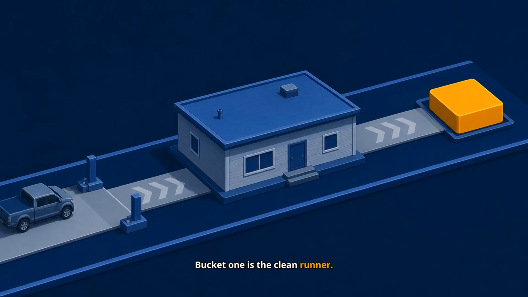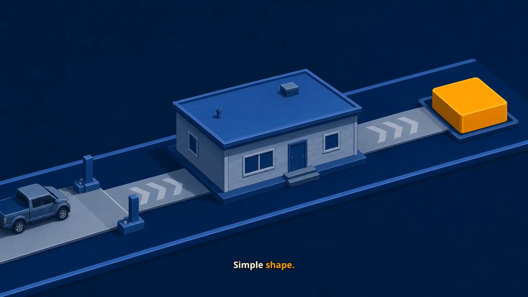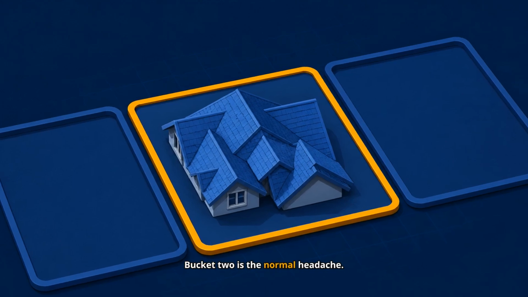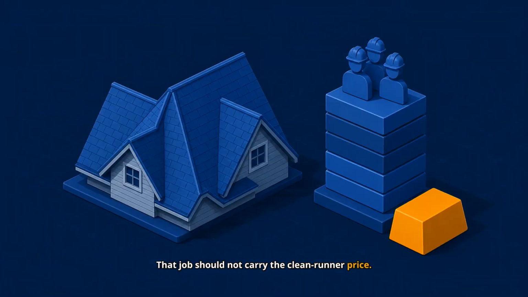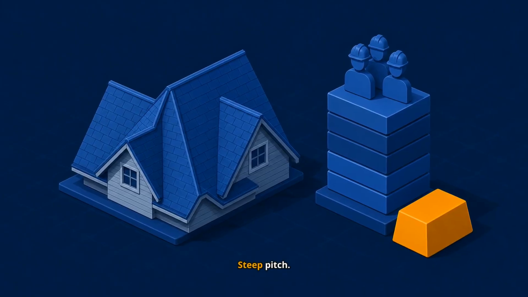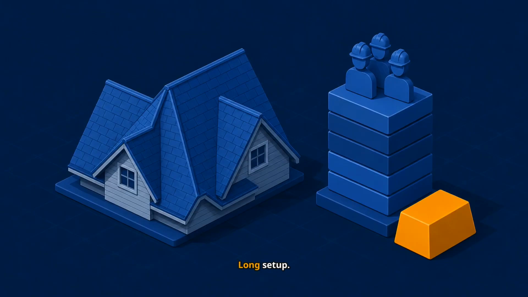Bucket 1 is the clean runner. Walkable pitch. Simple shape. Good access. Limited cuts. That is where the higher daily square count can live. Do not give that number to every roof. Bucket 2 is the normal headache. Some cut-up. A cut-up roof has many small planes and corners, a second layer, tighter access, a few slow details. That job should not carry the clean runner price. Bucket 3 gets a red tag. Steep pitch, heavy complexity, long setup, slow tear-off. The daily square count drops. If the bid does not drop with it, payroll eats the margin.